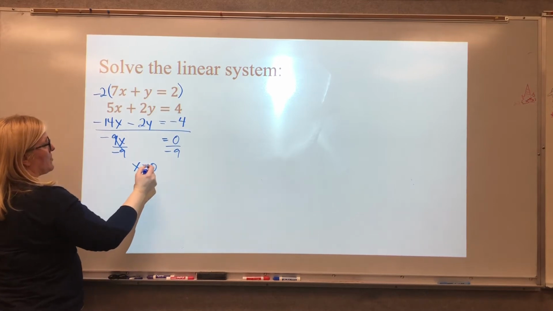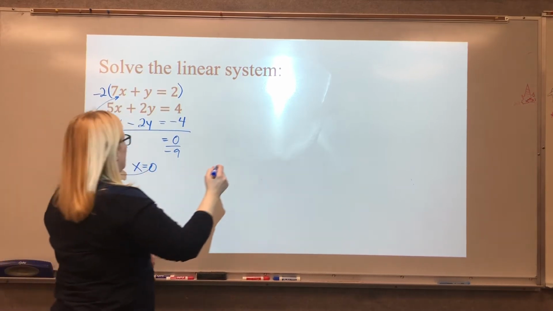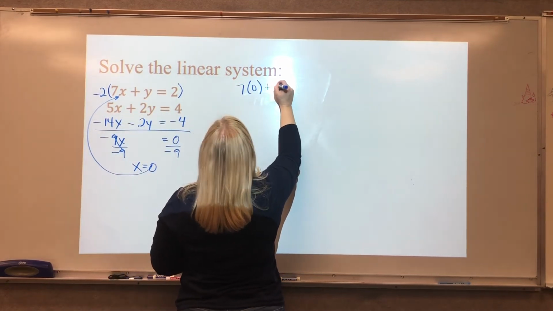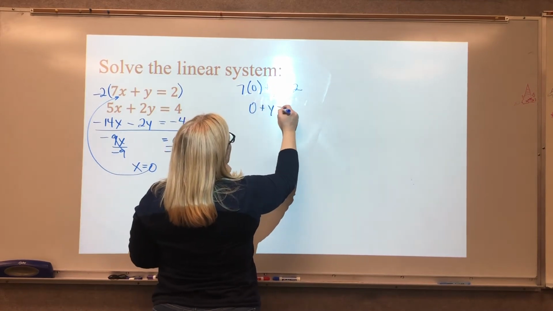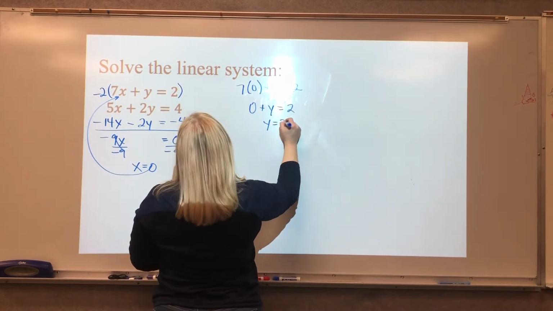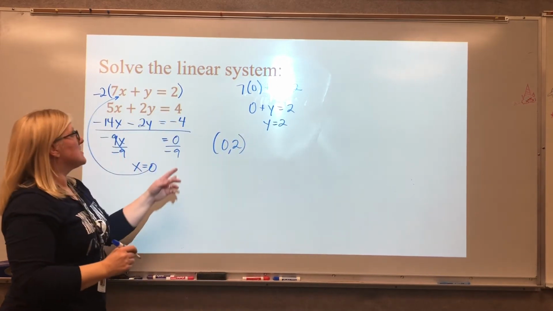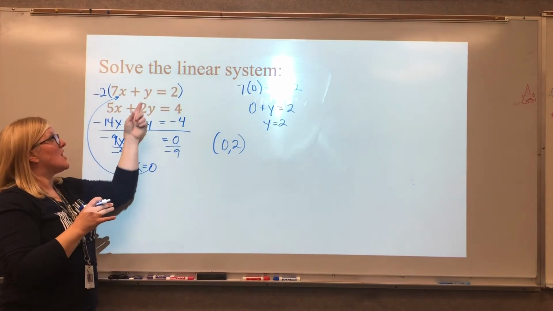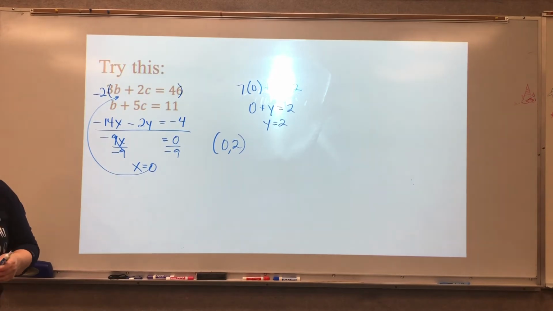And so now I plug this back in to one, and I'll do this one. So this is 7 times 0 plus y equals 2. So 0 plus y equals 2, so y equals 2. And x is 0. So that is my answer. Okay, so I had to manipulate one of the equations so that I could get one to fall out. So let's look at another one.